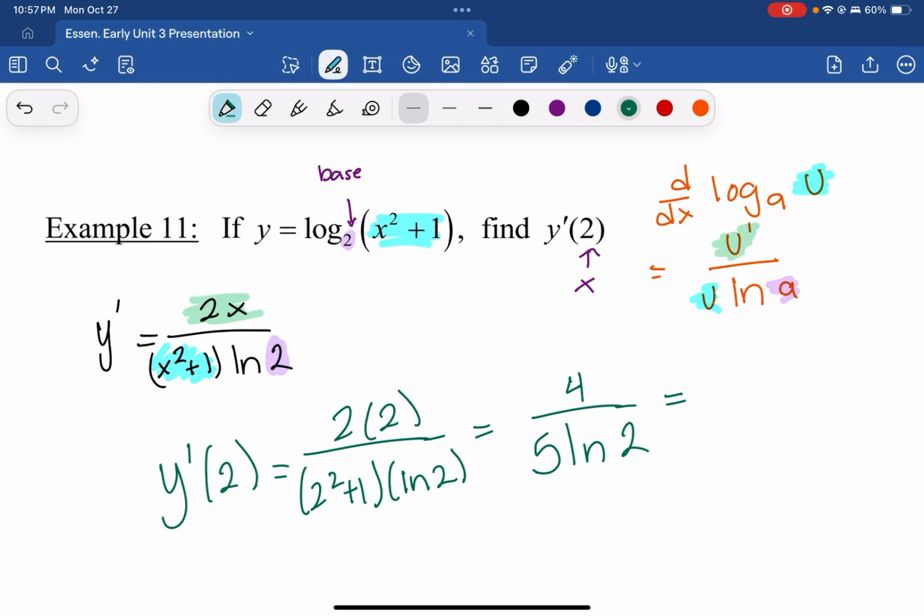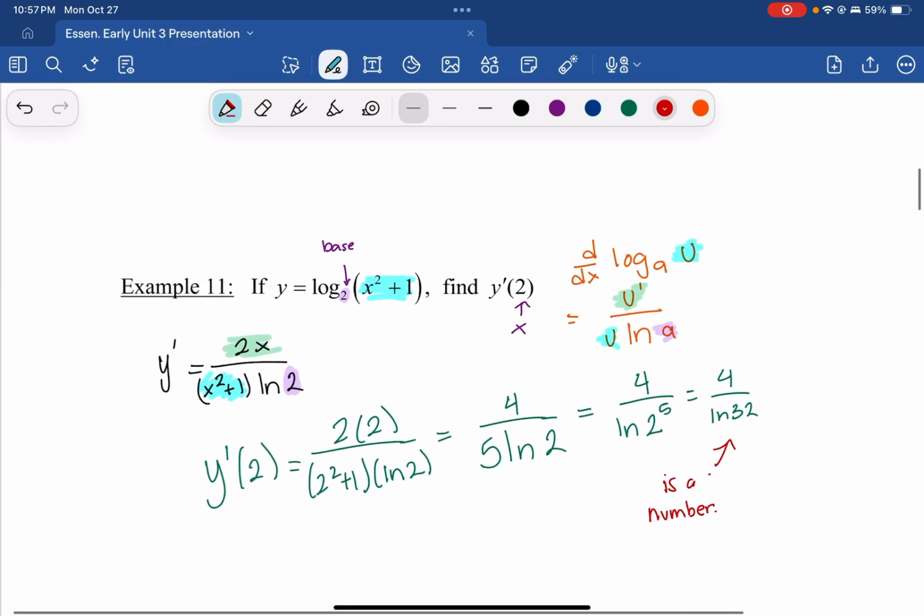Okay, but based on those log rules, I can rewrite this as 4 over the natural log of 2 to the 5th power, which is 4 over the natural log of 32. And the natural log of 32 is a number. But we're going to leave it like that because it's more accurate unless it asks us to find the decimal. Otherwise, that's what we're going to keep it as.